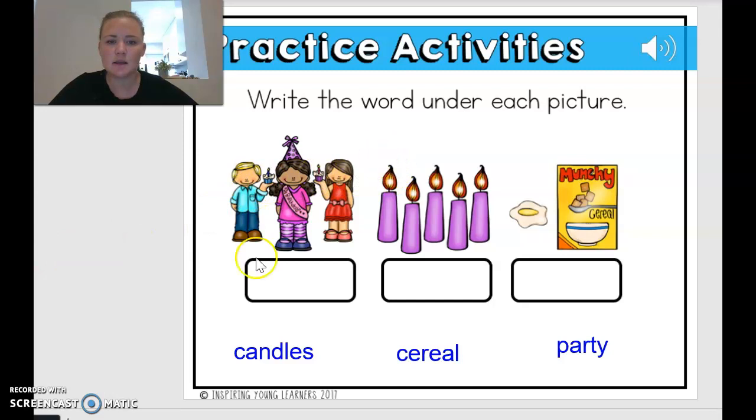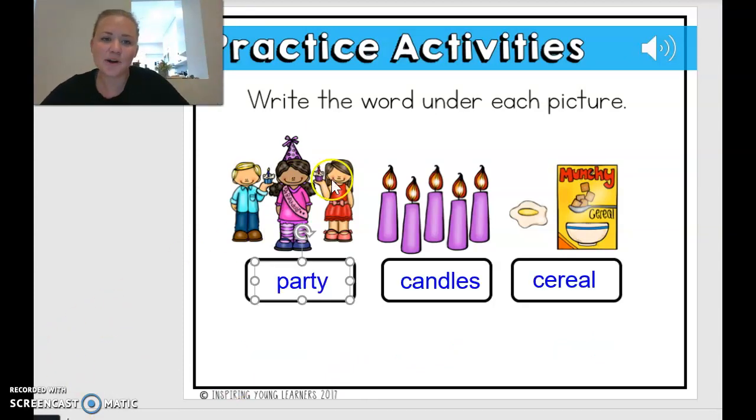All right. We have down here candles, cereal, party. Go ahead and match the words with the pictures. Stop the video. All right, here are our answers. Party, candles, cereal. Which one does not belong? Meaning, which one does not go with the other pictures? Think about it.